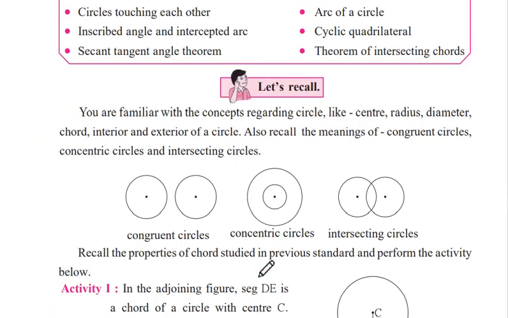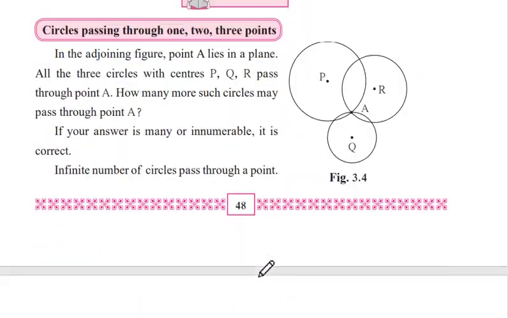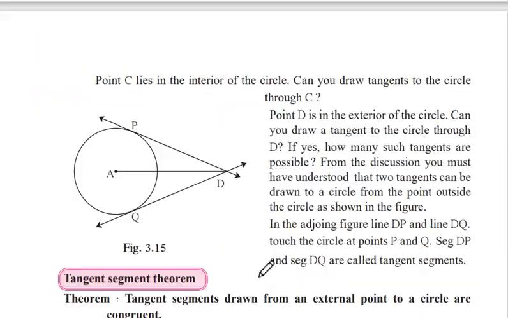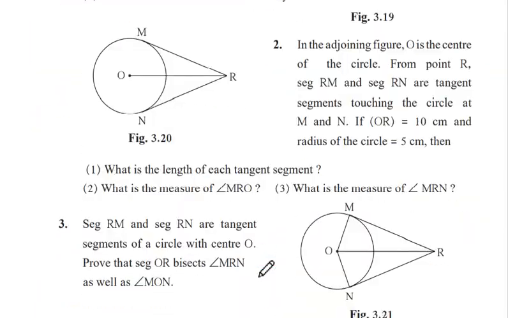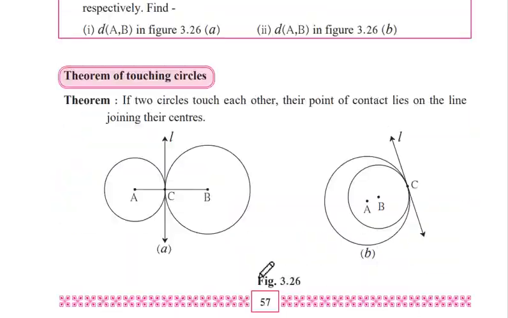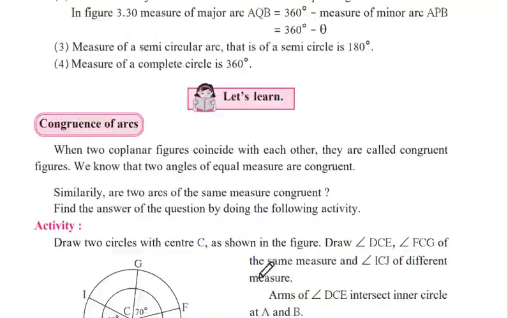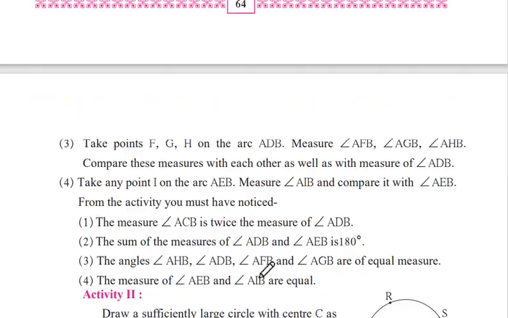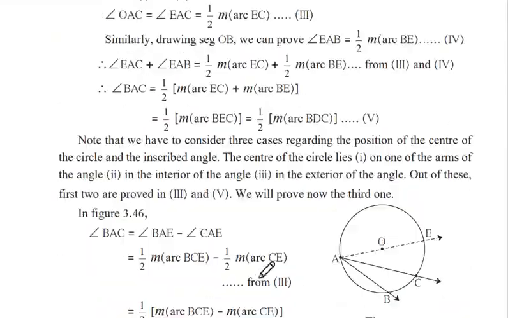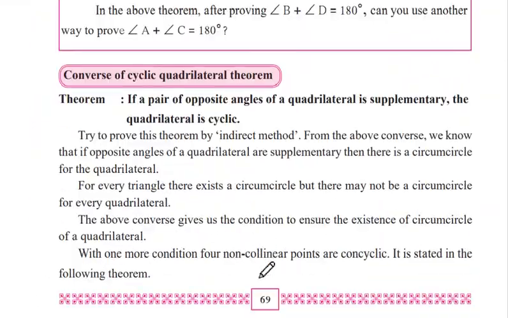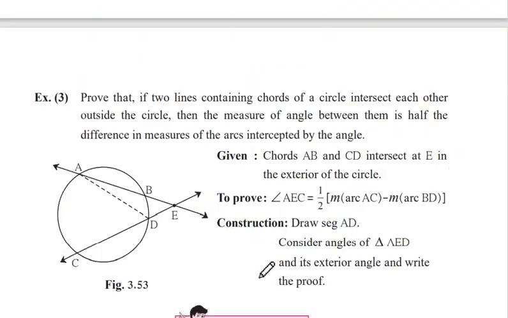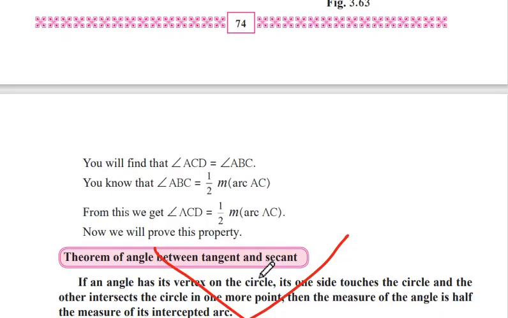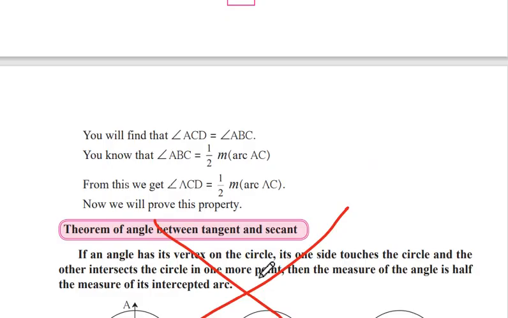Now the next chapter is Circle. Circle is also one of the important chapters in geometry. In Circle, again we have to go directly to page number 75. The rest of what we have seen, you have to do.